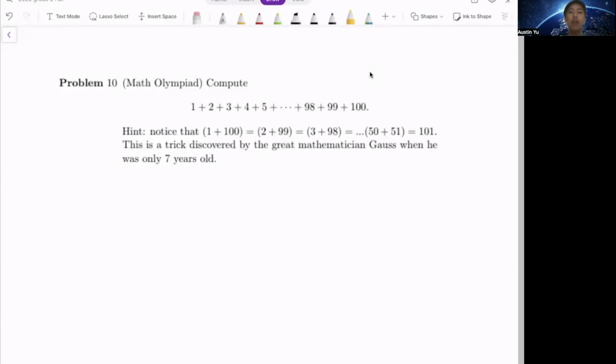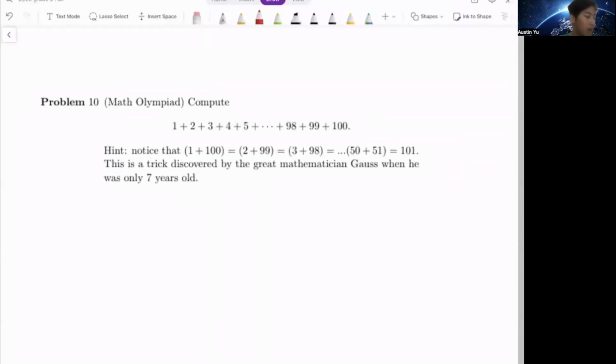Problem 10. Compute 1 plus 2 plus 3 plus 4 plus 5 all the way to 100. Hint, notice that 1 plus 100 is equivalent to 2 plus 99 equals 3 plus 98, and so on. And then this is a trick discovered by the great mathematician Gauss when he was only 7 years old. In order to compute this, we first follow the hint. We notice that 1 plus 100 is 101.